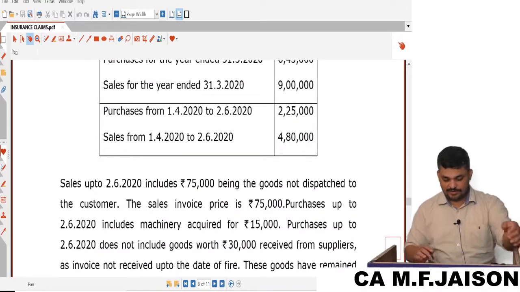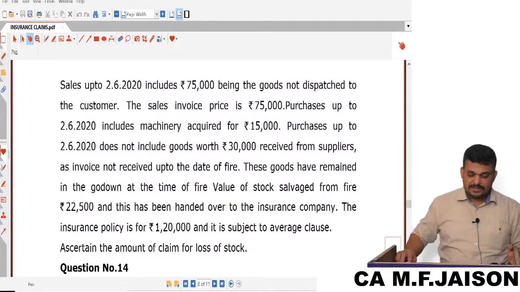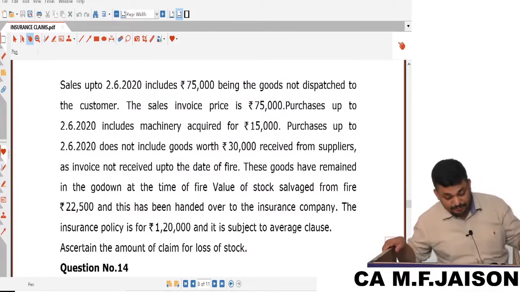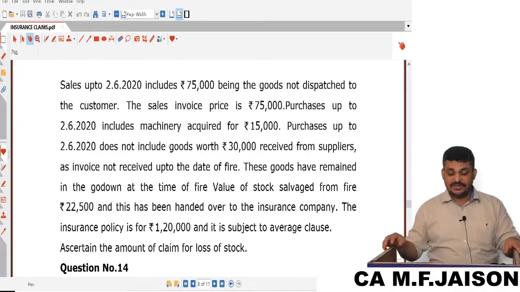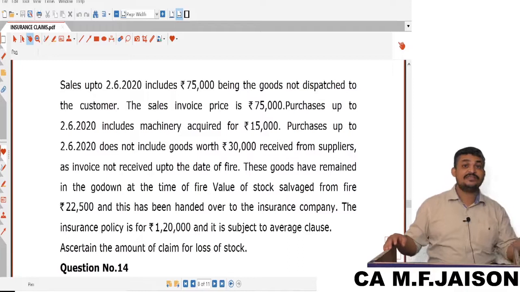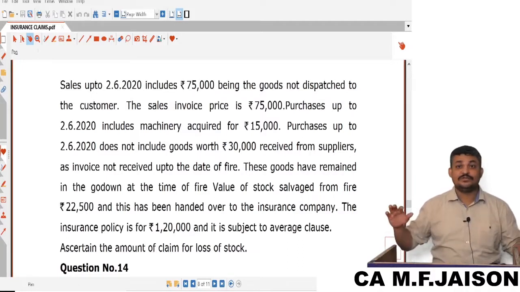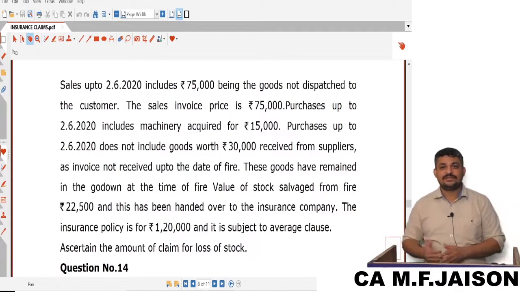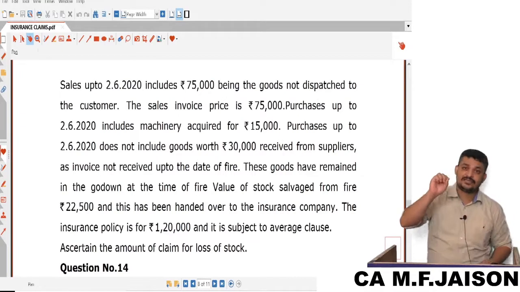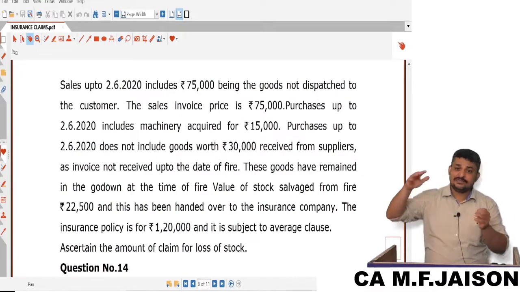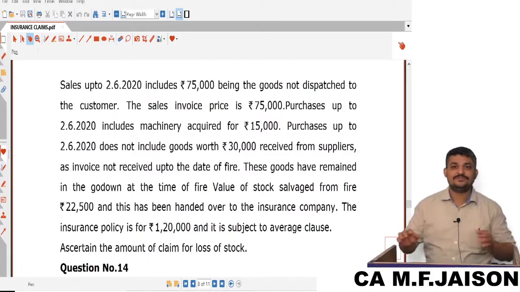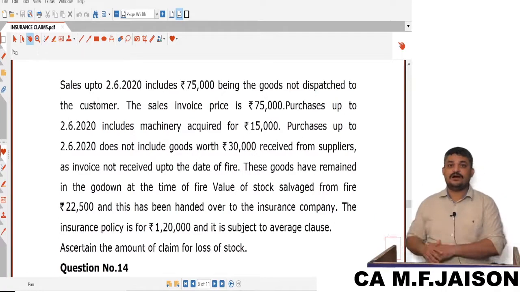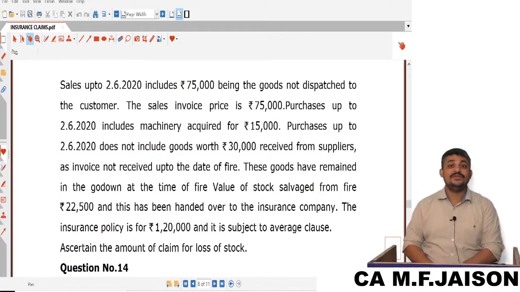Similarly, sales information given. Then the question also states that sales up to 2nd June 2020 includes rupees 75,000 being the goods not dispatched to the customer, but the sales invoice is rupees 75,000. Sales invoice already prepared, but goods yet to be dispatched. Our goods is there with us, but we have accounted as sales. If you account as sales, as if goods is not with us, what should we do? We have accounted this as sales. But by accounting as sales, you are excluding from stock, but goods are still with me. So what should we do?